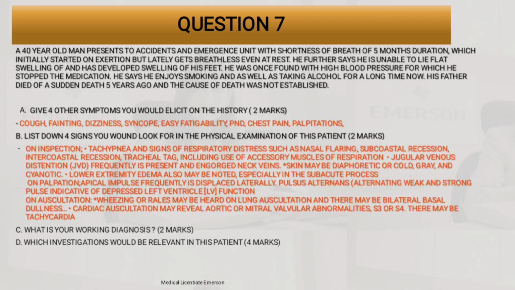Okay, then list down four signs we look for in the physical examination. For the signs we look for in the physical examination, we have divided our examination. On inspection, there will be tachypnea and signs of respiratory distress such as nasal flaring, subcostal recessions, intercostal recessions, tracheal tug, including use of accessory muscles of respiration. There will be jugular venous distension, which is frequently present, and engorged neck veins.